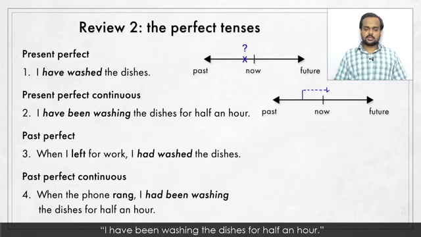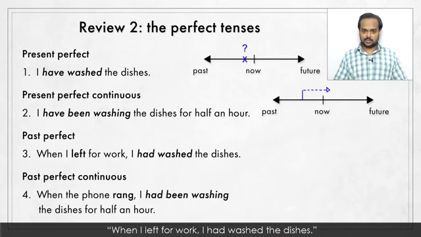I have been washing the dishes for half an hour is in the present perfect continuous tense. It means that I have not finished washing them yet. I started half an hour ago and I'm still doing it.